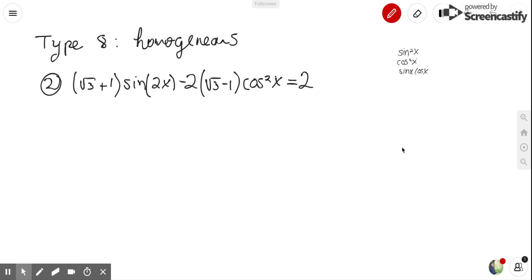Hello everyone, we are solving a problem on homogeneous equations. We recognize this type usually because you should have sine squared of x, cos squared of x, and sine x cos x in it. At this point, it's really not obvious that it's a homogeneous equation because we only have cos squared. We don't even have any of the other two. So let's see what happens when we try solving this problem.